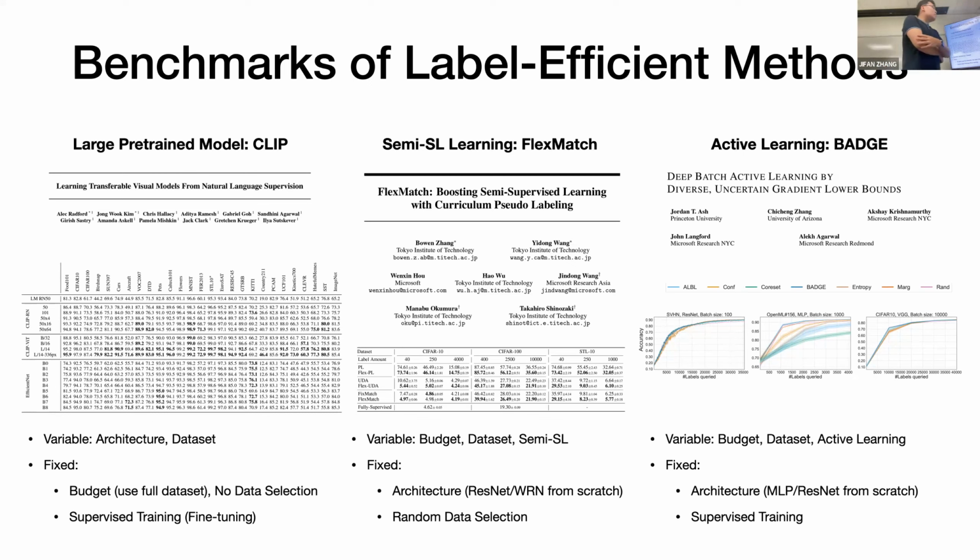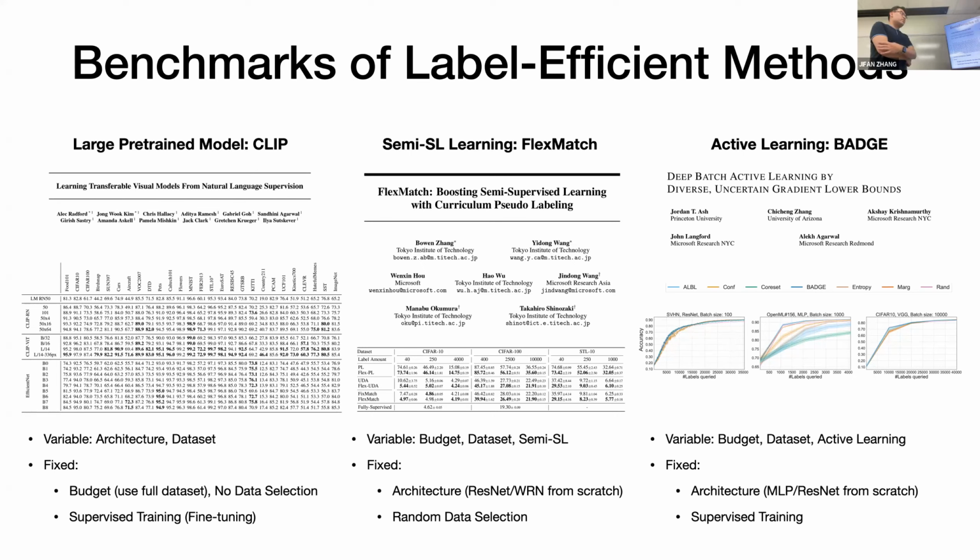And for some plots, you see that when you annotate using active learning, you actually perform better than just randomly picking examples to label. And what are the variables here? You vary the different budgets, you do the experiment across different data sets, you experiment against various active learning algorithms, but also here your architecture is fixed.